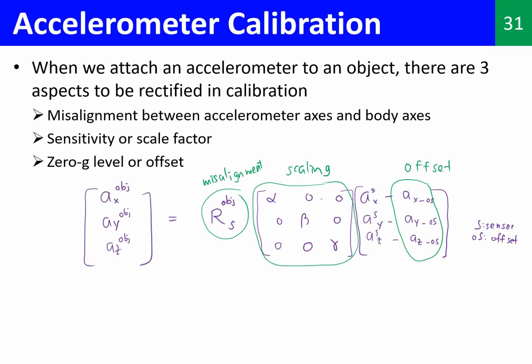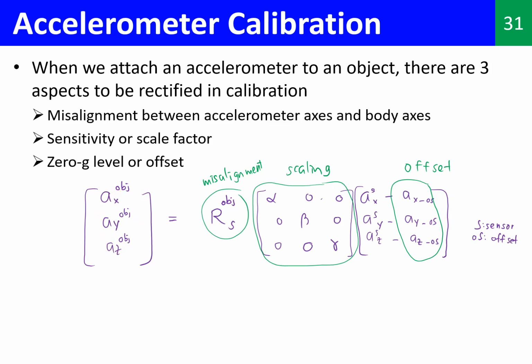Let me repeat that. We get the sensor reading. There can be a 0G level or an offset. We first remove that, and after that, we can scale the three readings by this matrix. Finally, we will align it to the object frame. So we started with the sensor frame and we want to align it to the object frame using this matrix, so that we get all the accelerometer readings in X, Y, Z directions in the object frame.